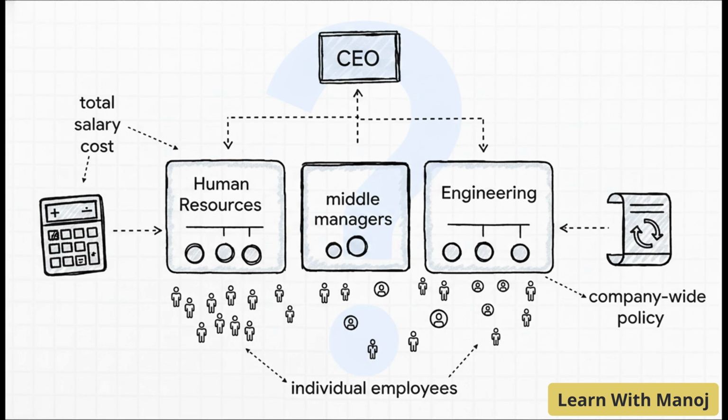Now, imagine you're the CEO. If you're trying to calculate, say, the total salary cost of your company or assign a new company-wide policy, how do you handle the fact that some of your pieces are single individuals and other pieces are massive departments made up of hundreds of people?